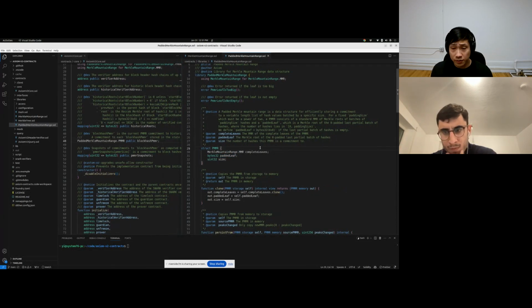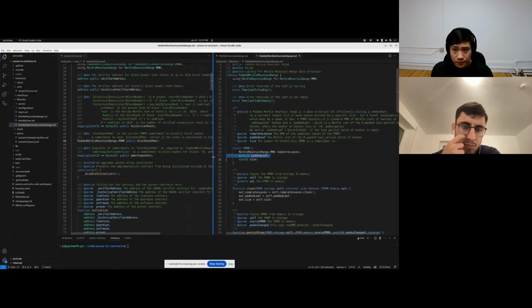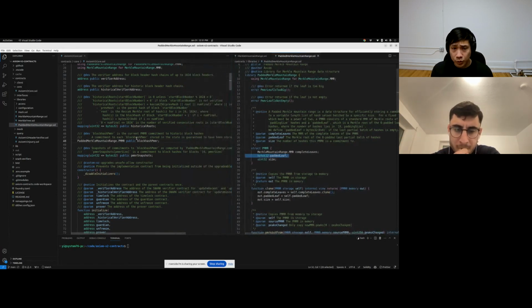Of course, that still commits to the entire history of block hashes, because the Merkle mountain range over complete leaves commits to block hashes up to the last multiple of 1024, and this padded leaf commits to all of the recent, up to 1023, block hashes. This is the data structure that we keep updated in our smart contract. We keep it in this block hash PMMR data structure, where PMMR refers to padded Merkle mountain range.